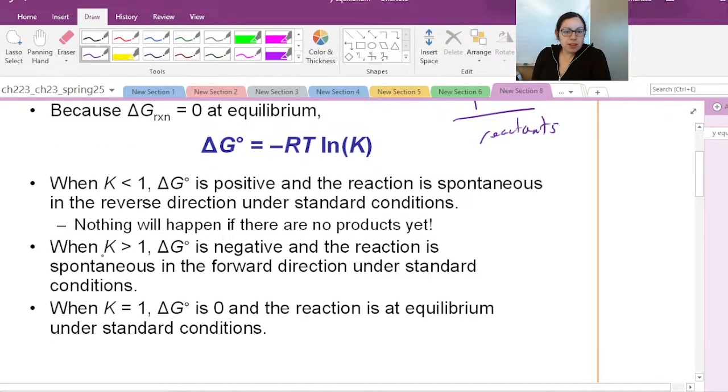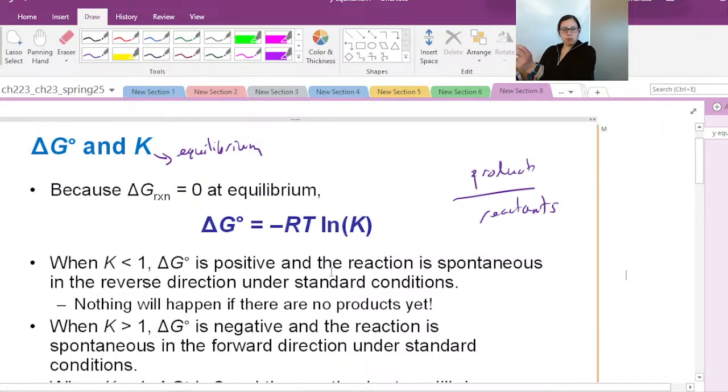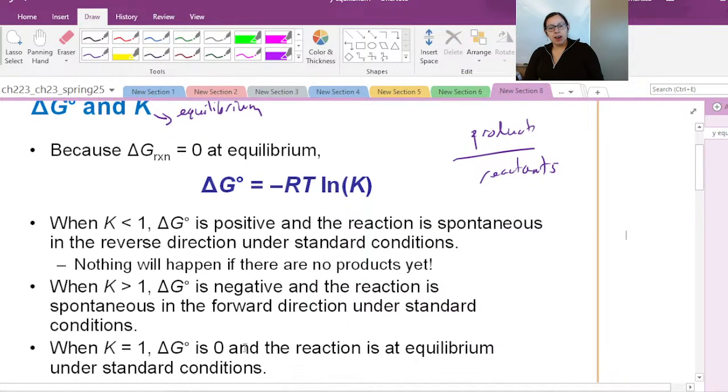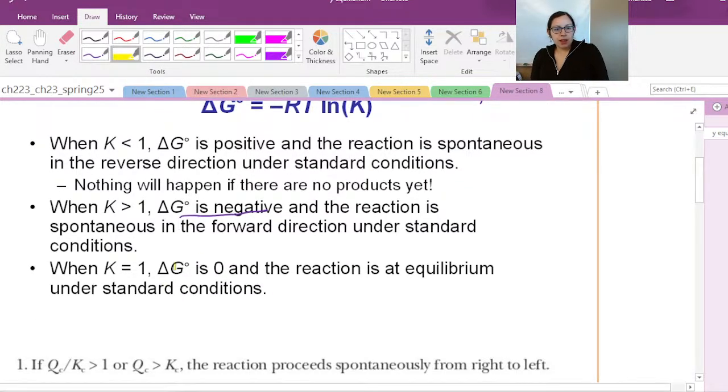And then if K is greater than 1, again, it's favoring the products. G is negative, so that's saying it is spontaneous in the forward direction. Both statements have to agree: your K is saying it's favoring the products, and G has to say that it's spontaneous. And if we're at our equilibrium conditions, K is going to be equal to 1, and delta G is 0, so then we know we're at standard equilibrium.